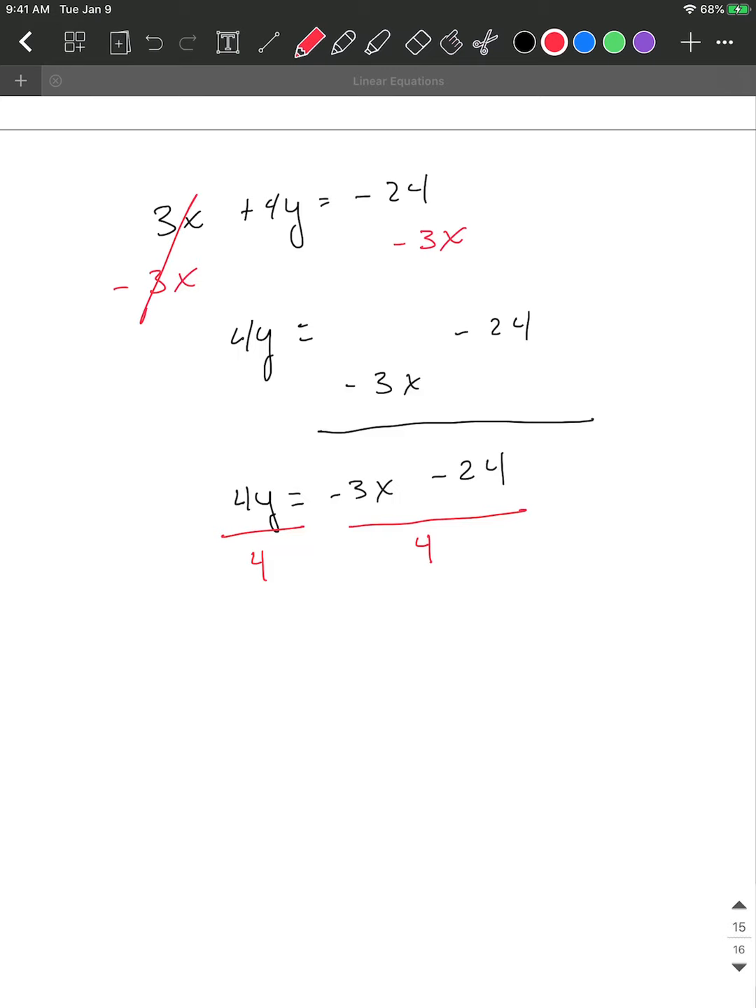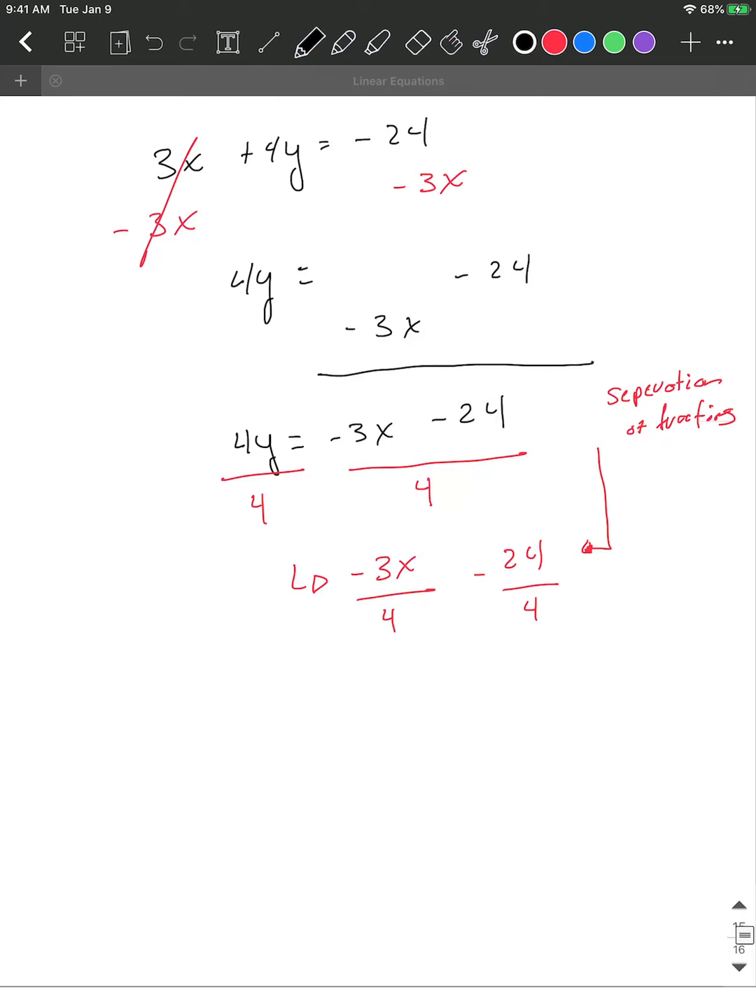Another way that it could be written is like this. There's not a big difference, it's just me separating fractions. Separation of fractions is just splitting them up because both of them are being divided by that specific 4. So then we get y is equal to negative 3/4 x minus 6. Now 24 divided by 4 gives us 6, but we can't divide by 4 on this. So this turns out to be our equation.